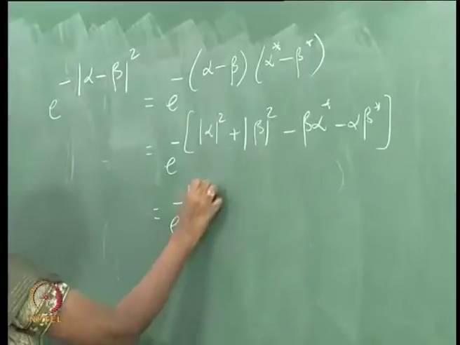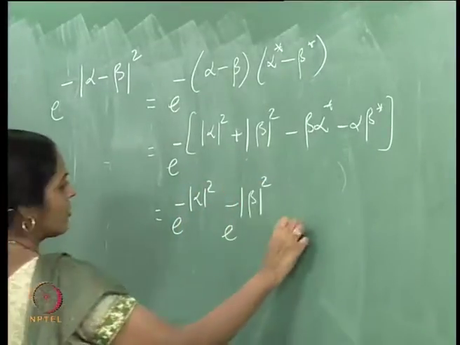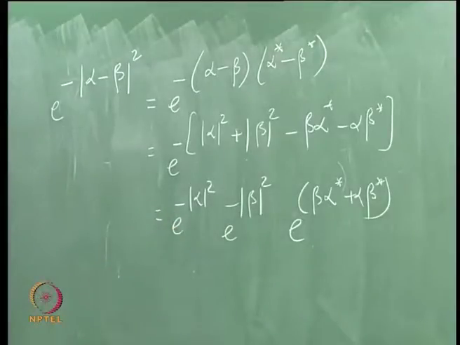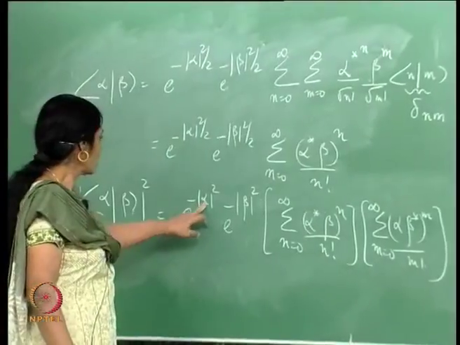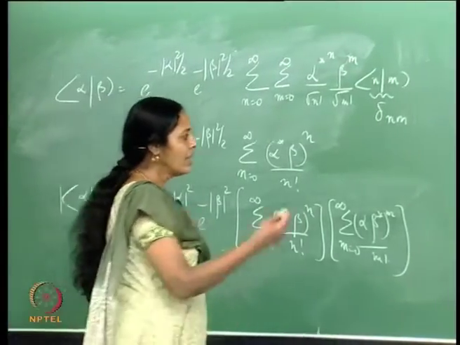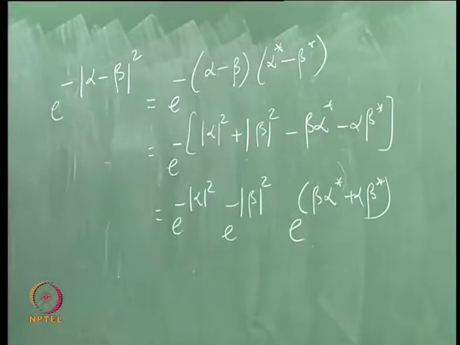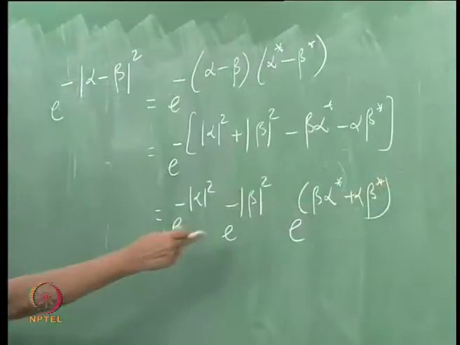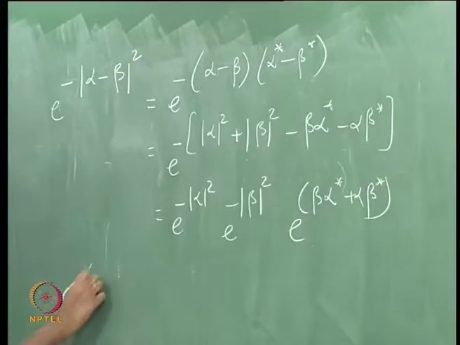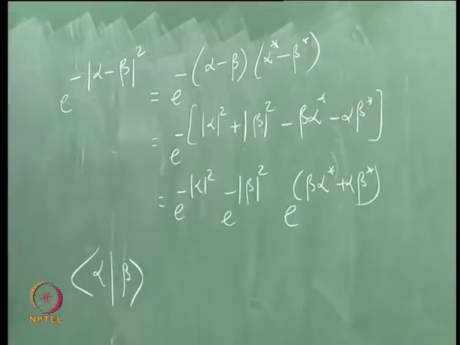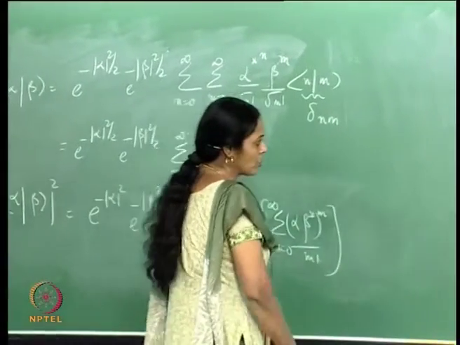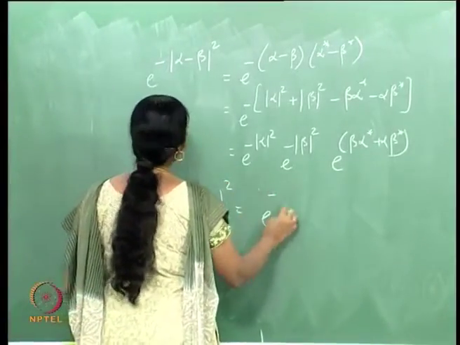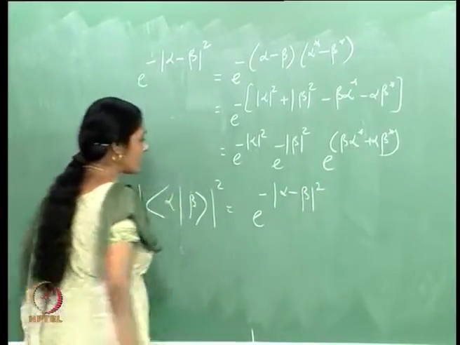So, I can easily see that I have e to the beta alpha star plus alpha beta star here, apart from e to the minus mod alpha squared, e to the minus mod beta squared. So, that is an e to the minus mod alpha squared, e to the minus mod beta squared, and I have e to the beta alpha star plus alpha beta star. And indeed, this object turns out to be equal to that. And therefore, it is easy to verify that this double summation out here, summation over n, summation over m, is precisely this. Therefore, modulus of alpha beta the whole squared is e to the minus modulus of alpha minus beta the whole squared.